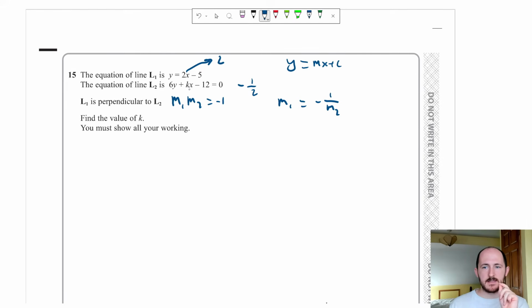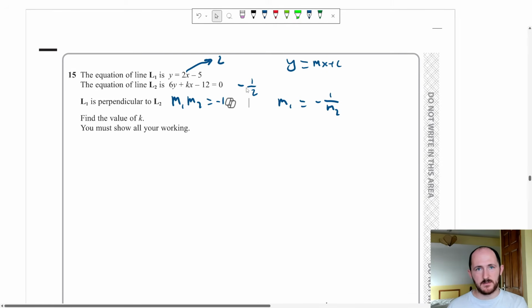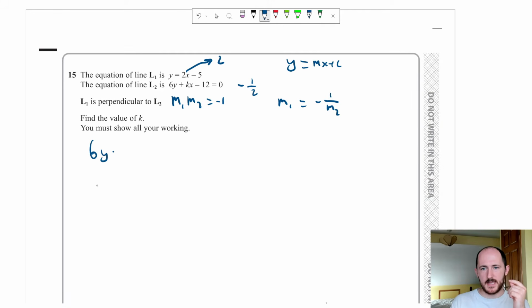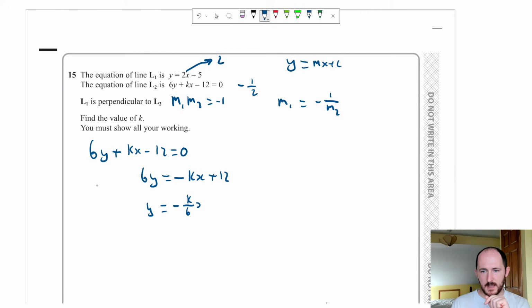Now that doesn't mean that k is equal to minus 1 over 2, because if you look at the form this equation's written in, it's not written in y equals mx plus c. So that's our first job. Our first job is to write this in terms of y equals mx plus c. So first things first, I'm going to move the kx and the 12 to the other side. So we get 6y equals minus kx plus 12. Divide both sides by 6. So minus k over 6 x plus 2.